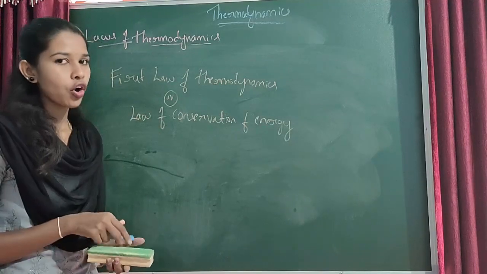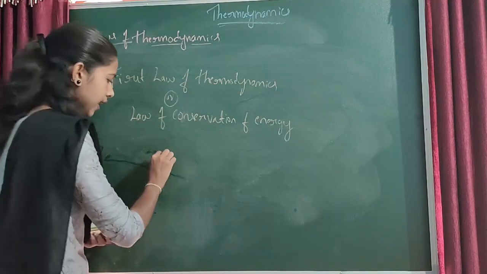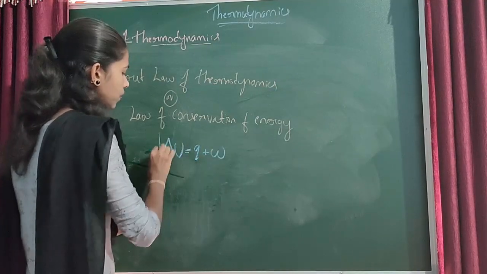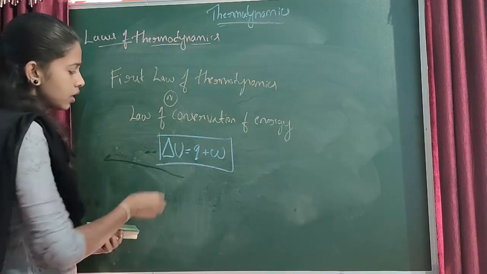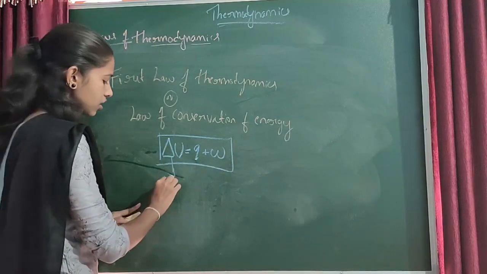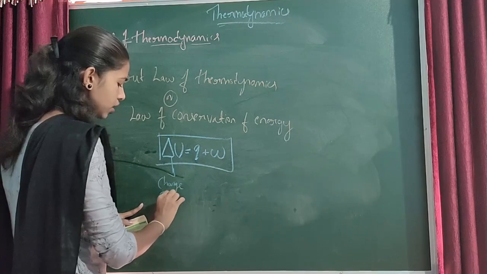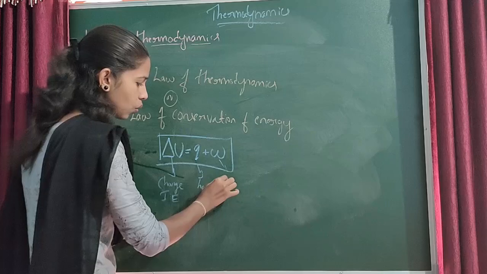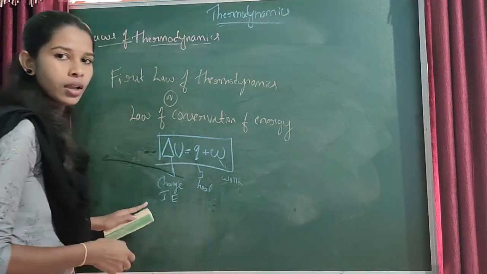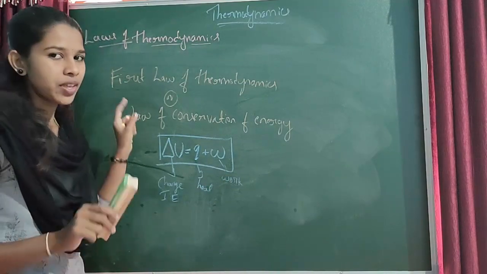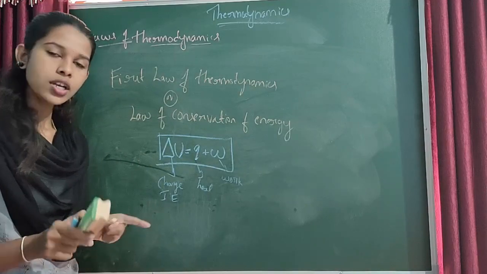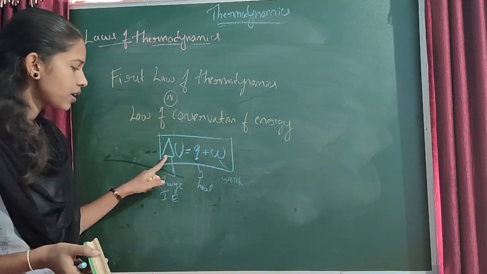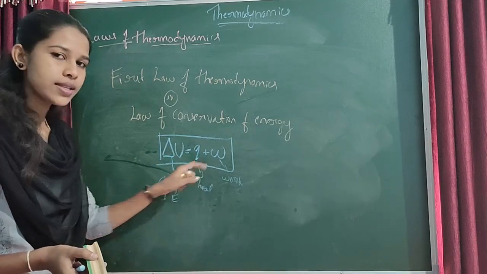The mathematical form of the first law of thermodynamics is delta U is equal to Q plus W. Delta U means change in internal energy. Q means heat. W means work. The statement of the first law of thermodynamics is energy can neither be created nor be destroyed, but it can be converted from one form to another form. The mathematical form is delta U is equal to Q plus W.